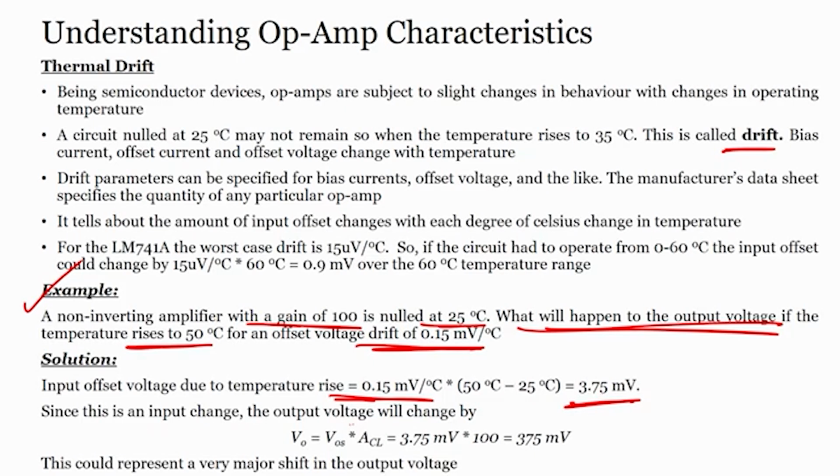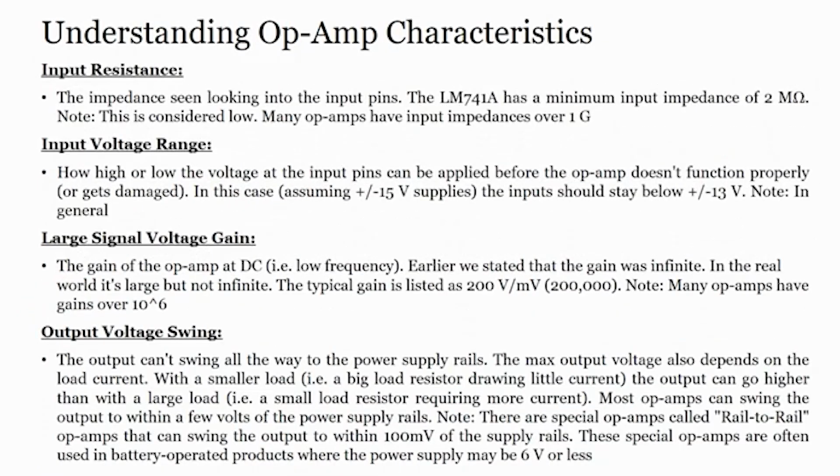Since this is an input change, the output voltage will change by VO equals VOS times the closed loop gain ACL, which is 3.75 millivolts times 100, that is 375 millivolts. So, our output voltage VO will be equal to 375 millivolts. This represents a very major shift in the output voltage. That means there is a significant effect of temperature on the performance of the operational amplifier.